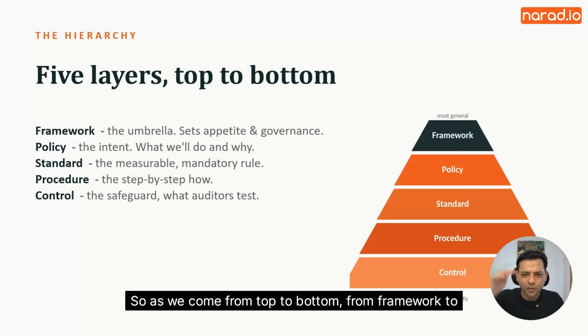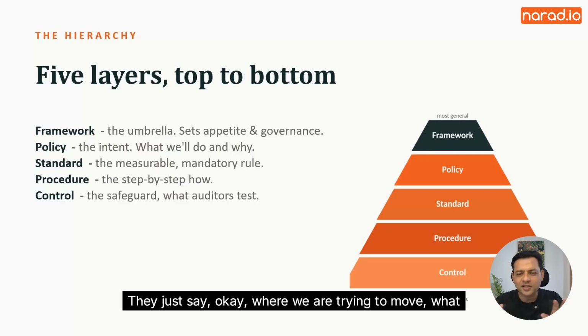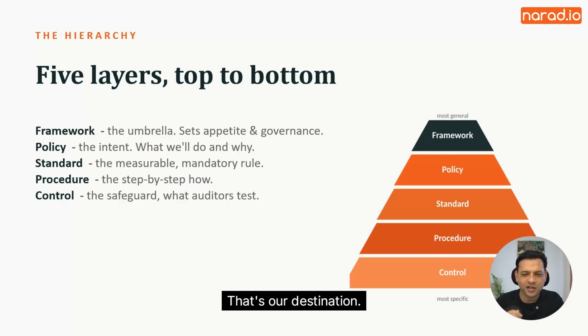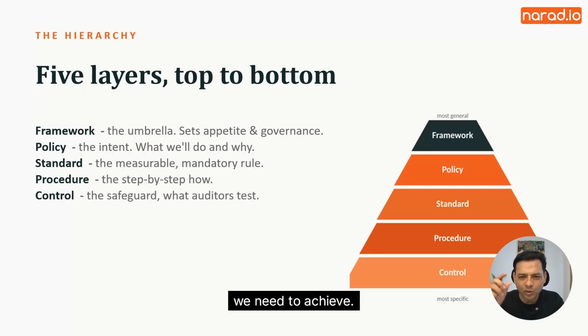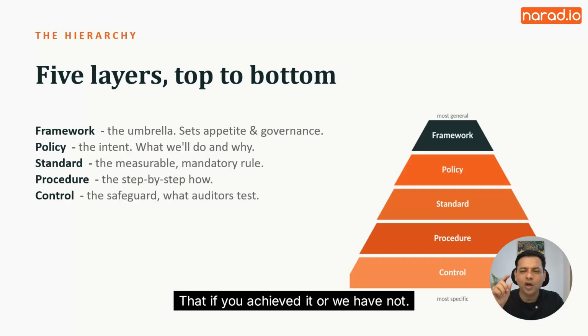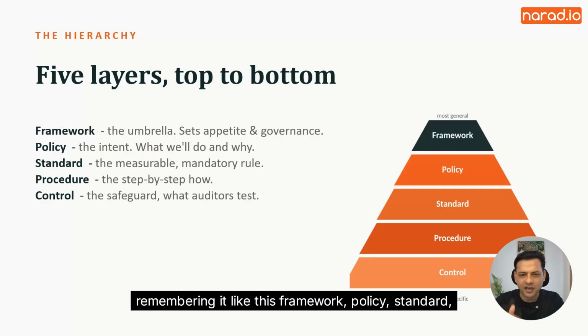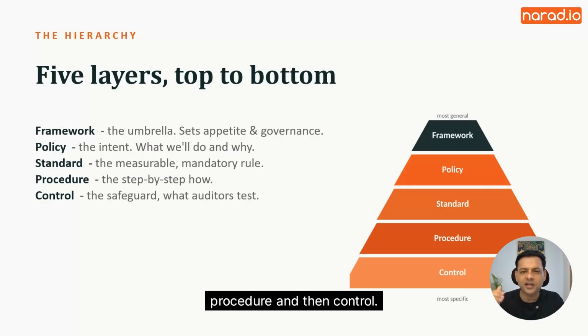So as we come from top to bottom, from framework to controls, frameworks and policy are the most general. They just say, okay, where we are trying to move, what we are trying to do. That's our destination, that's our goal. But when we come down to the control, it is very, very specific: this is exactly what we need to do, this is exactly what we need to achieve, and this is how we will measure whether we have achieved it or not. So that's the top layer to bottom. If you start remembering it like this: framework, policy, standard, procedure, and then control.